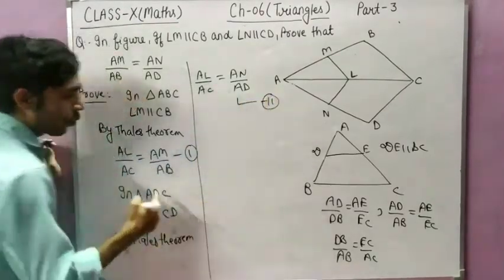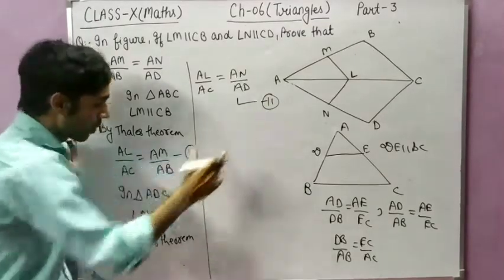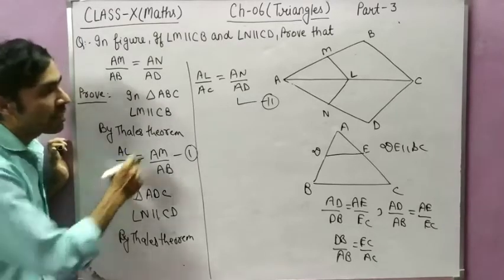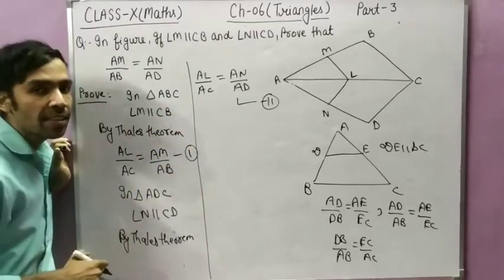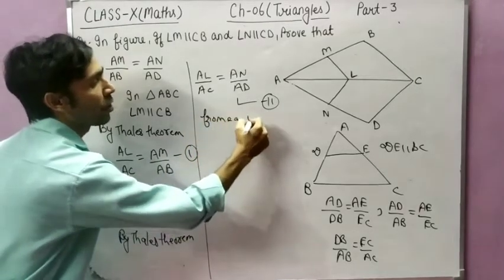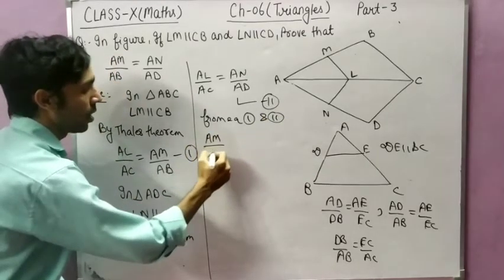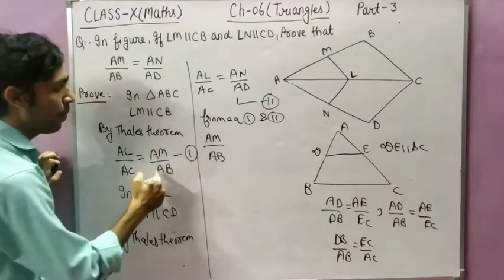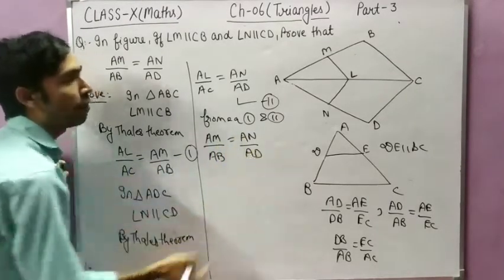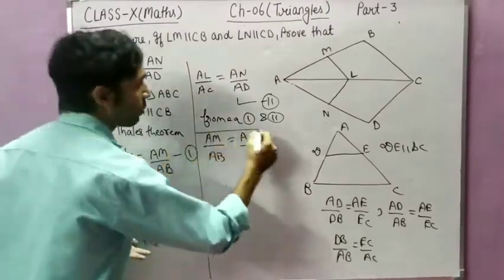From equation number 1 and equation number 2, you can see that in both equations the left hand side is equal, AL upon AC. If the left hand side is equal, then the right hand side will also be equal. So from equations 1 and 2, I can write AM upon AB is equal to AN by AD. So that's proved.